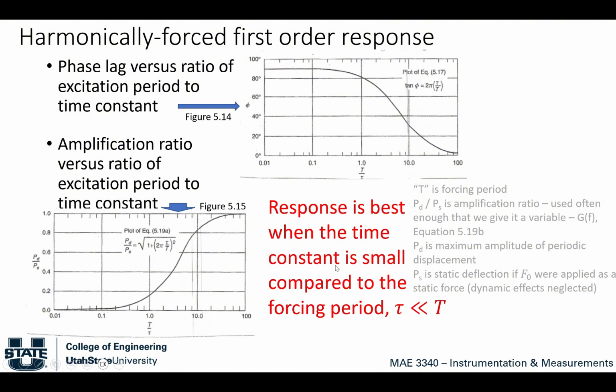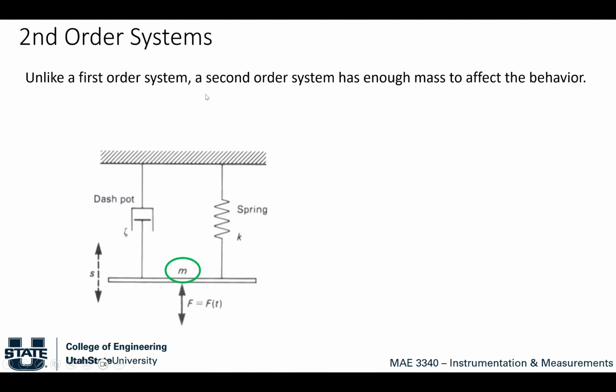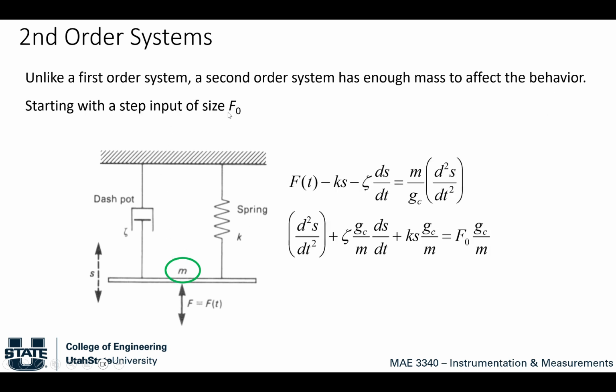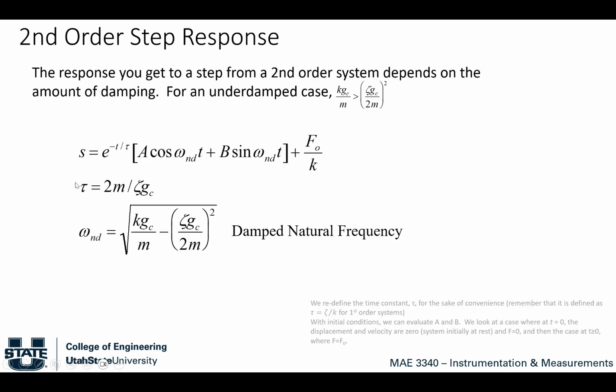Okay, so unlike the first order system, a second order system has enough mass to affect the behavior, so we can't ignore this. We start with an input, we give it an F naught, so we just push it one time, we give it a force. We've got our gravitational constant and our mass here. Which again, we've got all of these variables that we can plug in, but this is kind of important for us to understand. For an underdamped case, this ratio is going to be greater than or equal to this ratio.